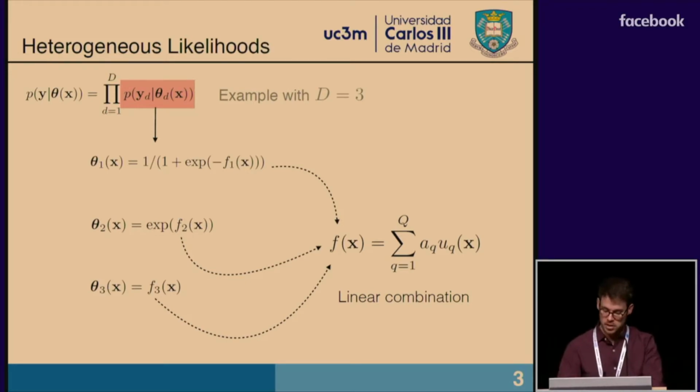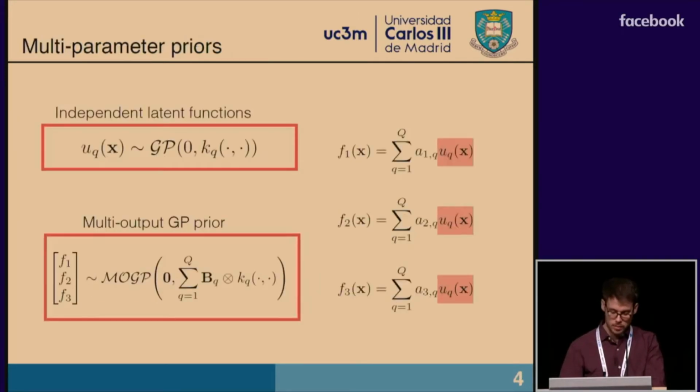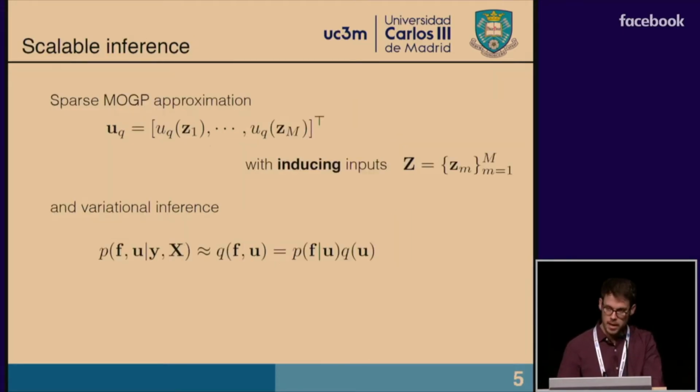Well, what we assume is that all of them are a linear combination of a smaller set of latent functions u_q. Each one belongs to a different, independent GP prior, and implicitly what we are doing is imposing a multi-output GP prior with a coregionalization model covariance matrix. We make all of this scalable by applying sparse approximations and variational inference.